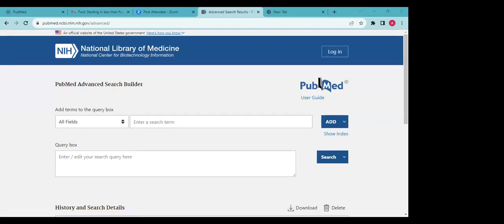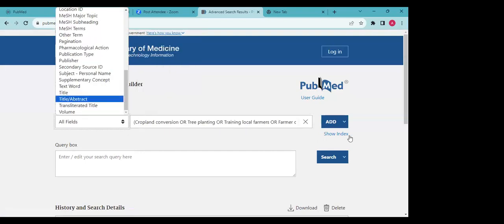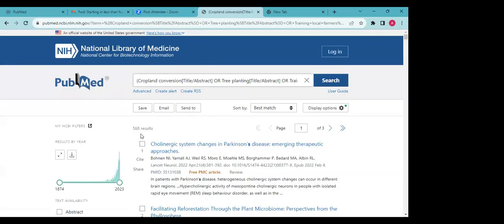I'm going to go back and pick another concept, which is cropland conversion. And I also paste it there. And I select title abstract. And I add it to the search query. And I run the search. It has given me 568 studies.